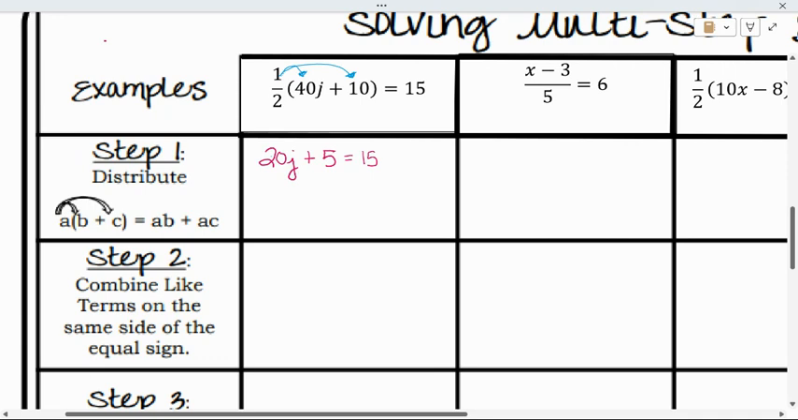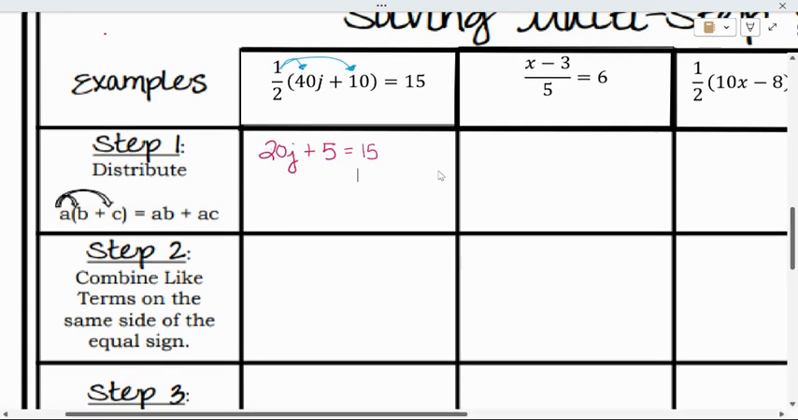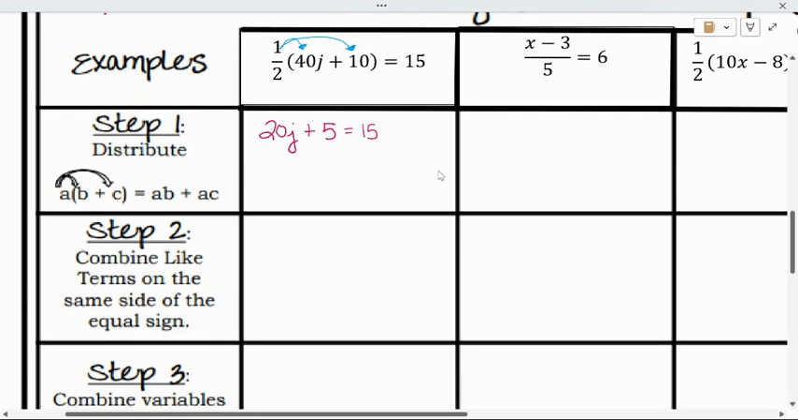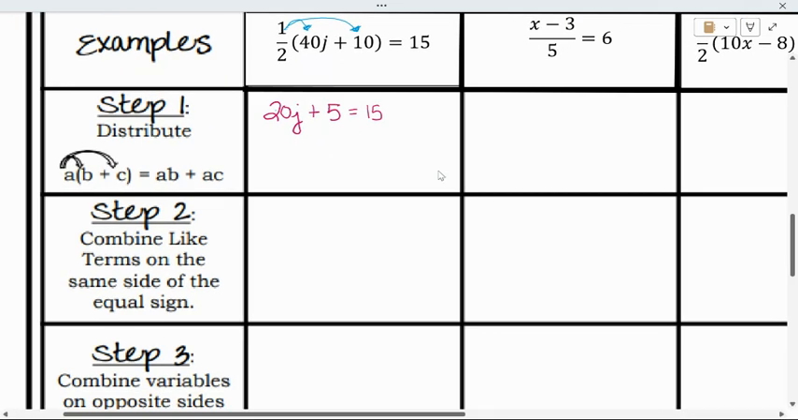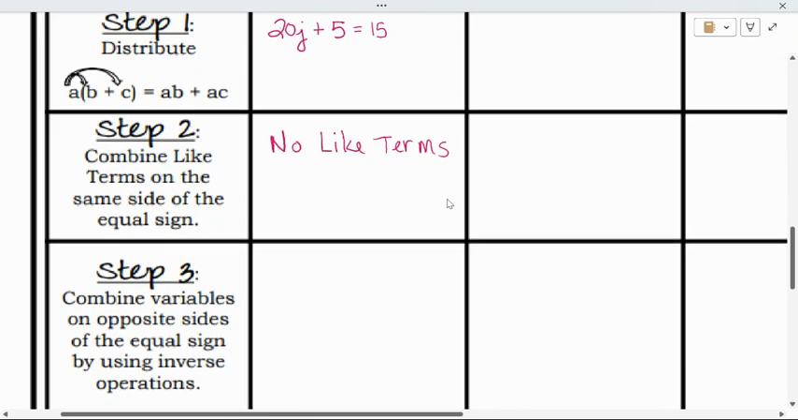Okay. Step number 2 says, hey, you need to combine like terms. Like terms are terms that are on the same side of the equal sign. Well, I don't have a J, like another variable term on this same side, and I don't have another constant. So there are no like terms. So I'm just going to write that. No like terms. There's nothing on the same side of the equal sign that I can combine.